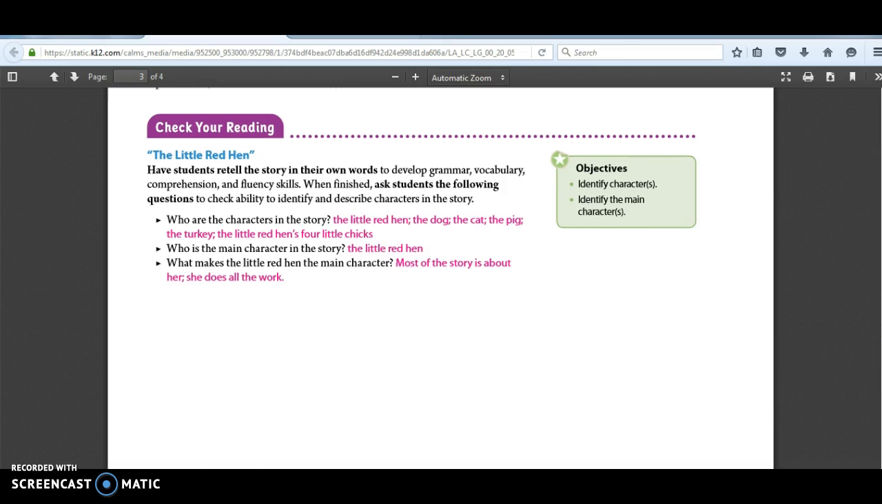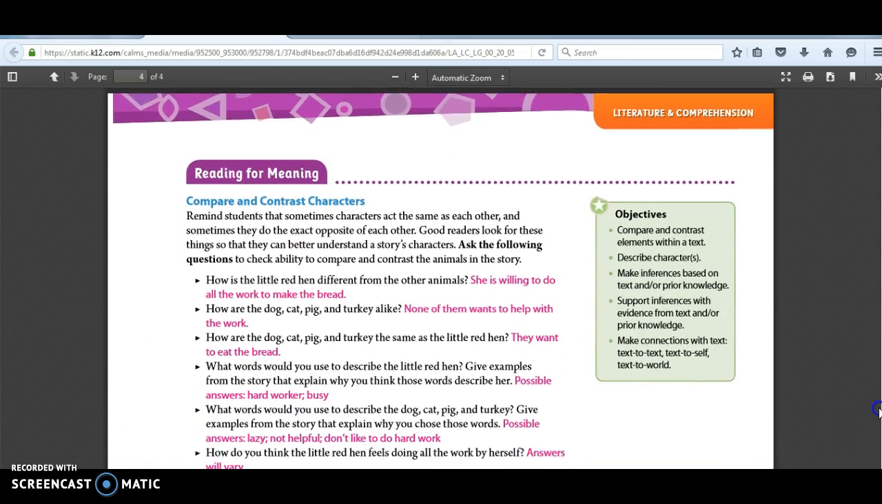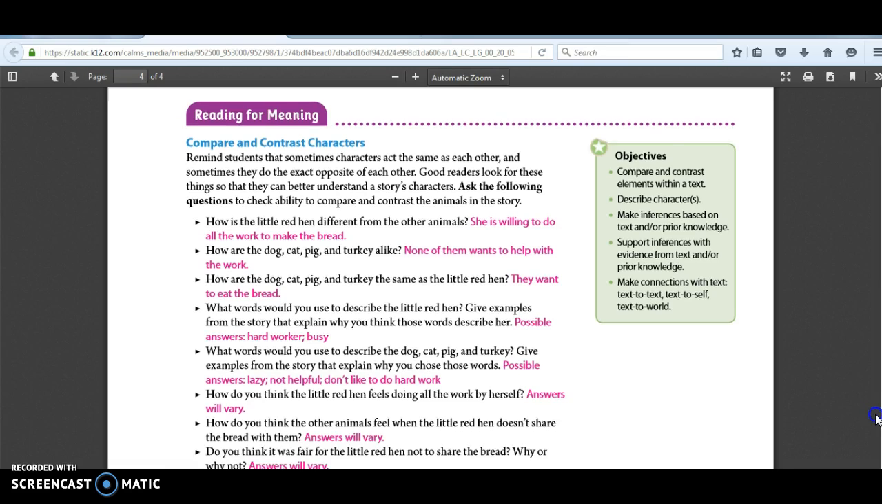So let's go ahead and move on to some other questions about our characters in the story. Once again, we're going to be comparing characters. We're going to see how they are alike, and we're going to be contrasting characters to see how they are different. Sometimes characters act the same as each other, and sometimes they do the exact opposite of each other. So good readers look for these things so that they can better understand a story's character. So we're going to look at some questions. I want you to think about the answers and tell them to your learning coaches.